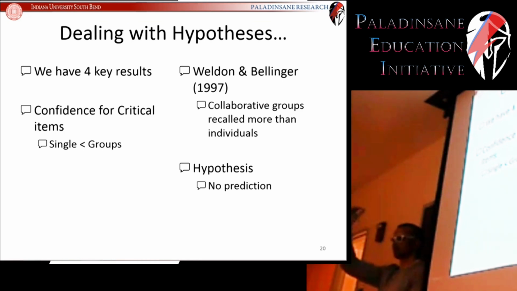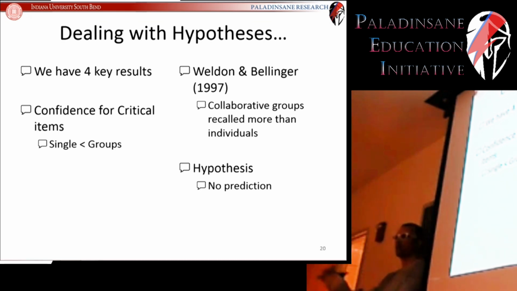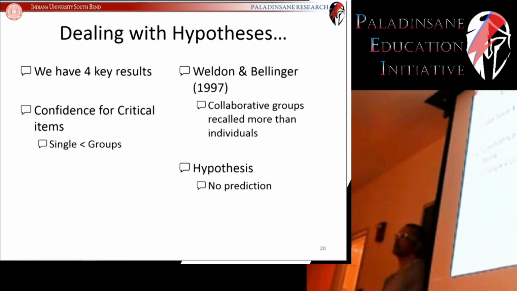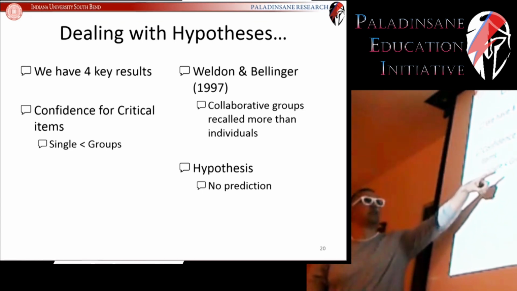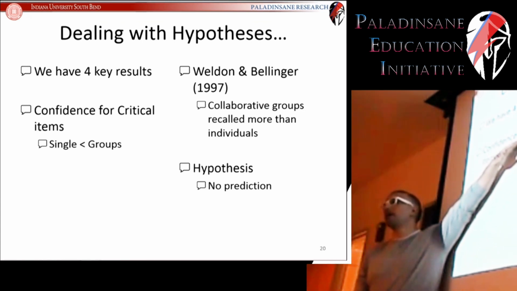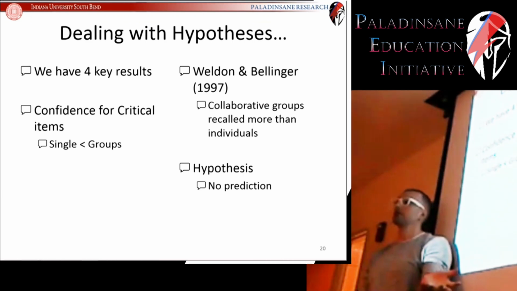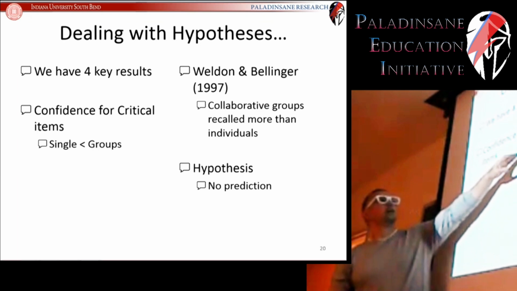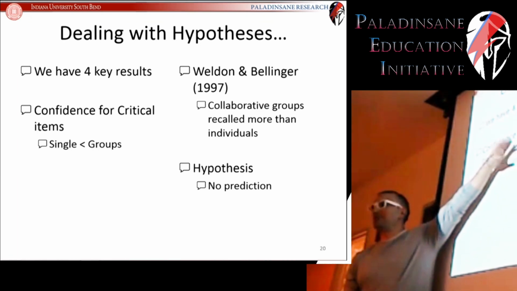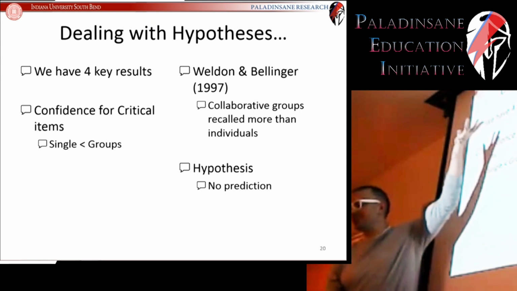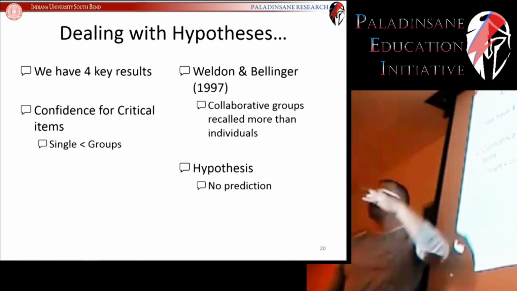But really, just for the exercise of making sure we can do a hypothesis, making sure we can tie it back to a theory, we just need the one. And it just needs to be on one of these things. So if you can't at all tie in the confidence results, that's fine. Make your predictions about the percent recall. If you can't do the percent recall, then you're reading Roediger and McDermott or Weldon and Bellinger incorrectly, right? Because they do use those. But yeah, if you can't tie them all in, that's fine.